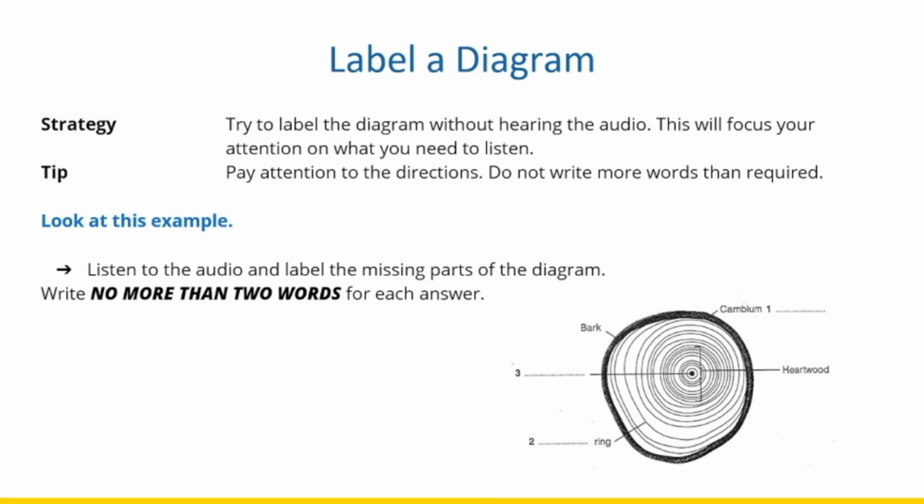For example, in the following diagram and task, you are required to write only 2 words. If you write 3 words, your response automatically will be incorrect. So make sure to write 1 or 2 words when you are completing a labeling diagram kind of task.